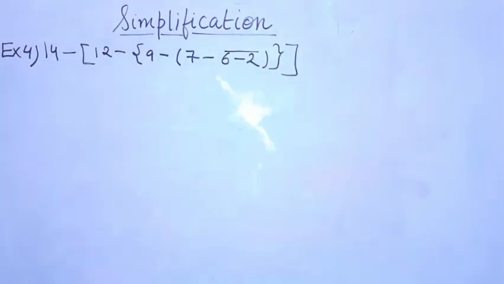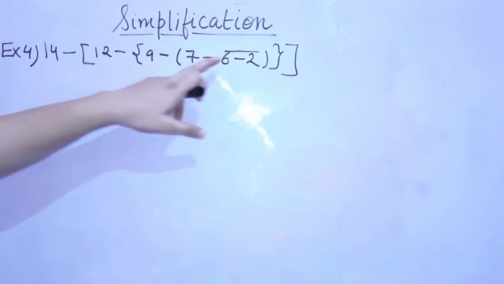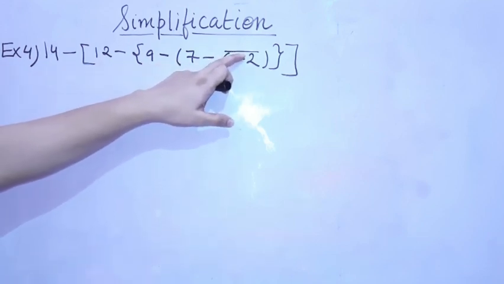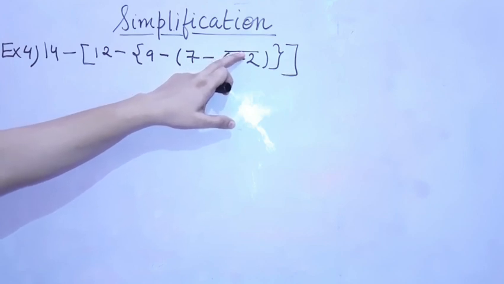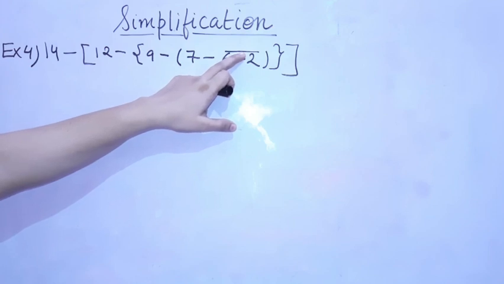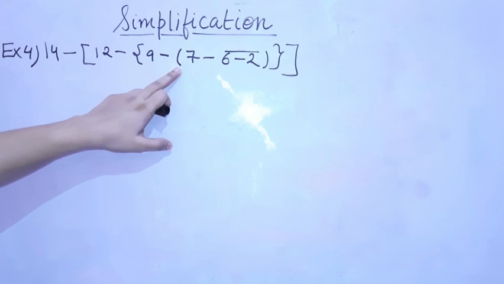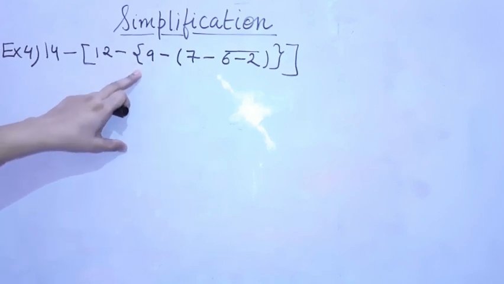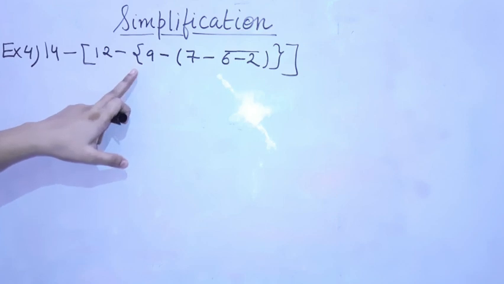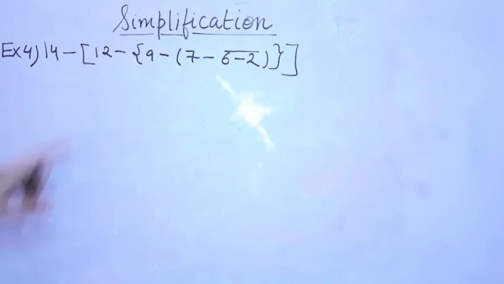Now I am going to ask all the students some questions. What do we call this? Which type of bracket is this? Please pause the video and reply to me in the comment section. This is bar or vinculum. Now coming to this bracket, what do we call this? This is round bracket or small bracket, or we also call it parenthesis. Now coming to this bracket, which type of bracket is this? This is curly bracket and this is square bracket.